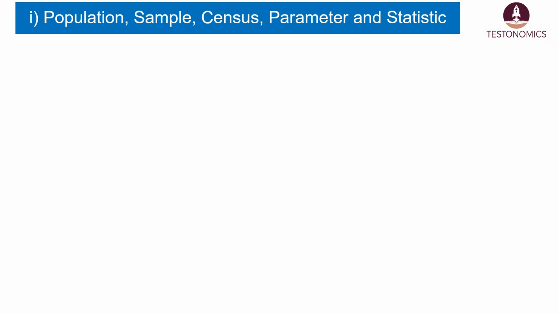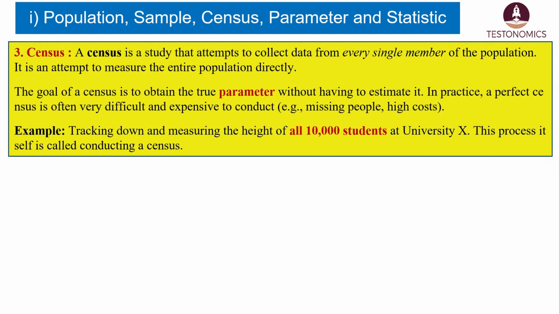Next, we understand the meaning of census. It is a study that attempts to collect the data from every single member of the population. So the process of collecting data for the entire population is what is a census. The goal of a census is to obtain the true parameter without having to estimate it. If we are going through the sample, then we are actually estimating the parameter. We do not know the true parameter. We are just trying to estimate it. But if we are able to collect the data for the entire population, then it is not exactly estimation. Rather, we are able to calculate the true parameter value.